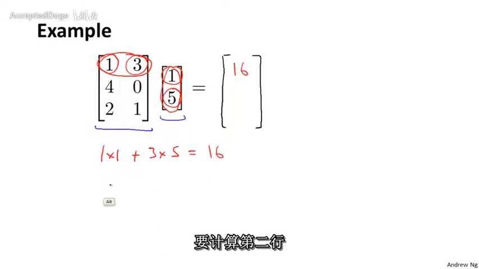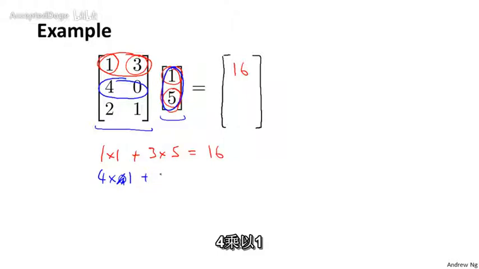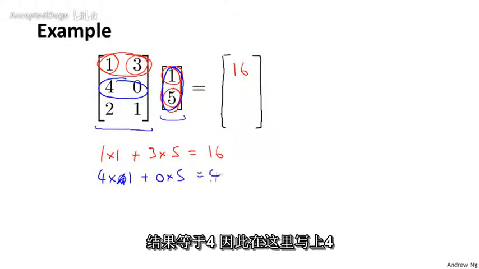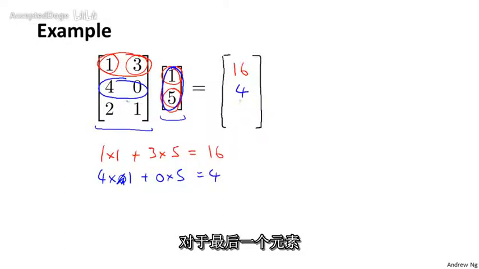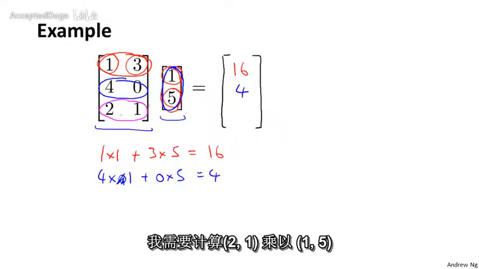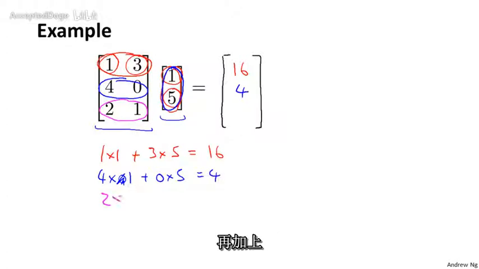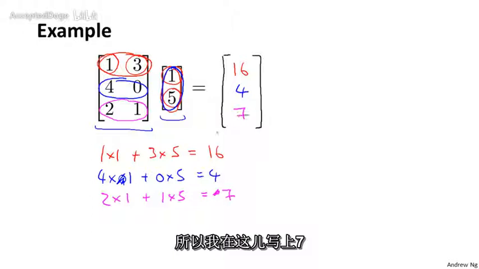Then for the second element, I'm going to take the second row and multiply it by this vector. So I have 4 times 1 plus 0 times 5, which is equal to 4. So I get a 4 there. And finally, for the last one, I have 2 times 1 plus 1 times 5, which is equal to 7. And so I get a 7 over there.